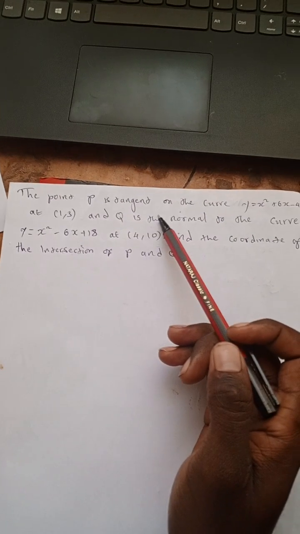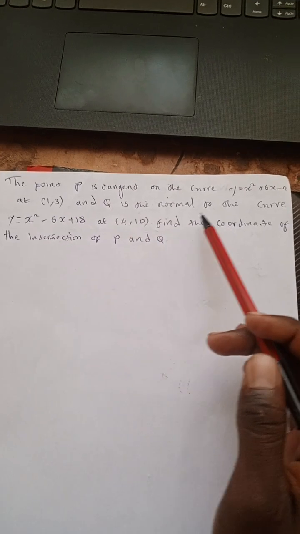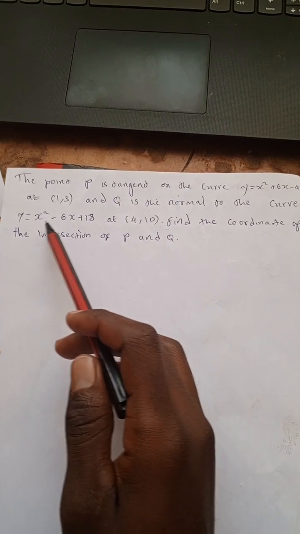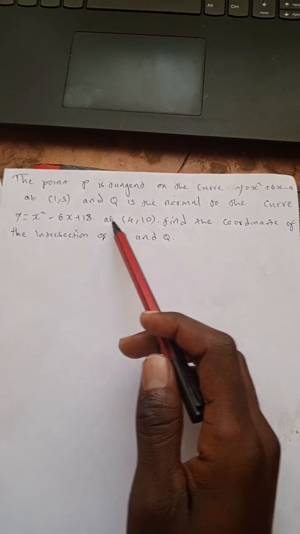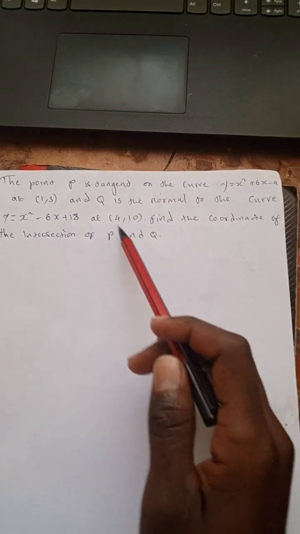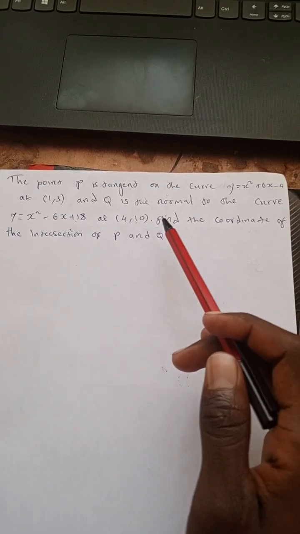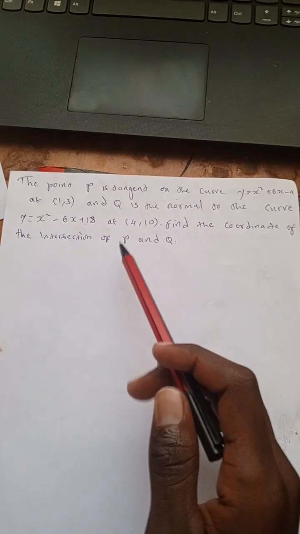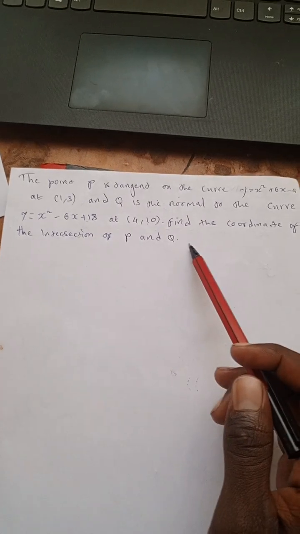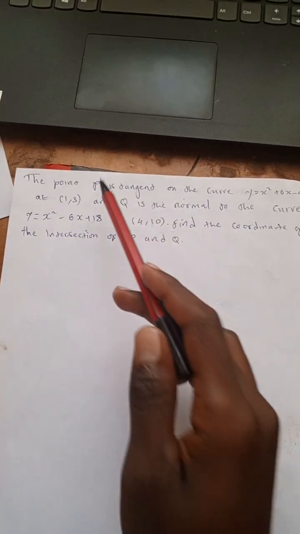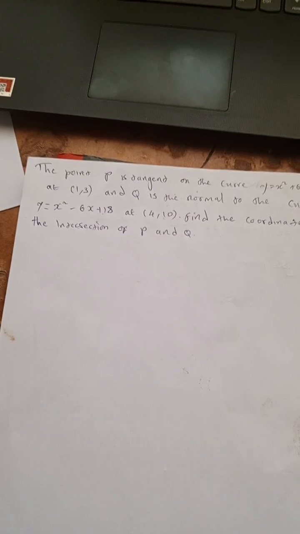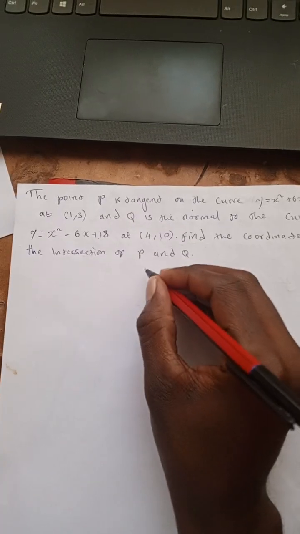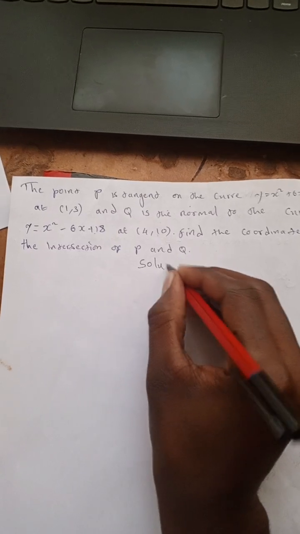And Q is the normal. So P is the tangent, but Q is the normal to the curve. We've been given a curve y equals x squared minus 6x plus 18 at a point where we have coordinates (4, 10). Find the coordinates of the intersection of P and Q. So we are required to find the point where P and Q will meet, will intersect, in other words. So let's dive in and find the solution.